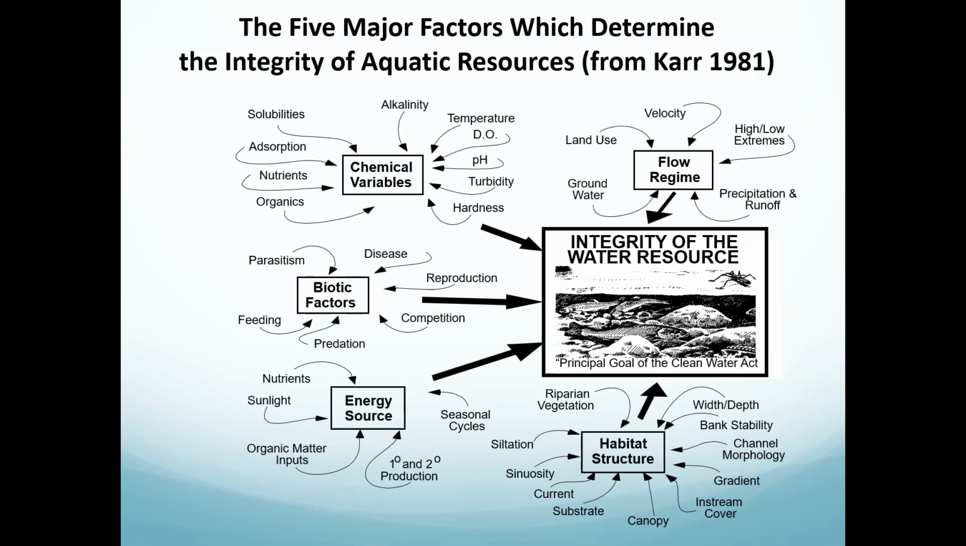So pretty much the main message here is that all these factors are connected. We have chemical variables, biotic factors, different energy sources, our flow regime, and our habitat structure. This all affects the integrity of the water resource. You can look at each of these independently, but you really need to look at all of them to have a good indication of how the water resource is doing.